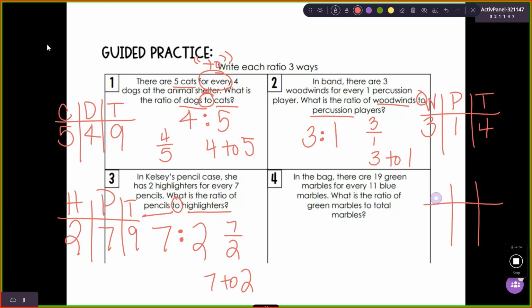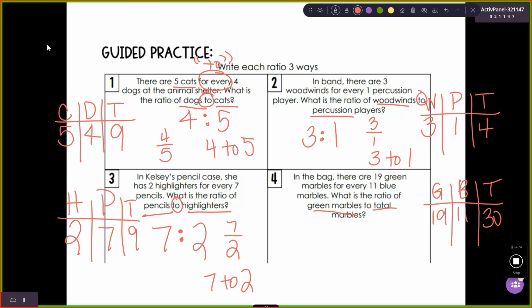Well, I know green there is what? 19. And I know for blue there is 11. And then my total would be 30. And what did it ask for? Green to total. Did it tell us the total in the beginning?